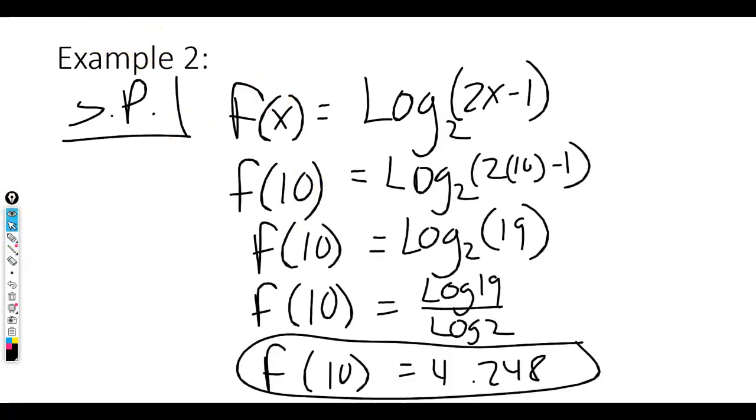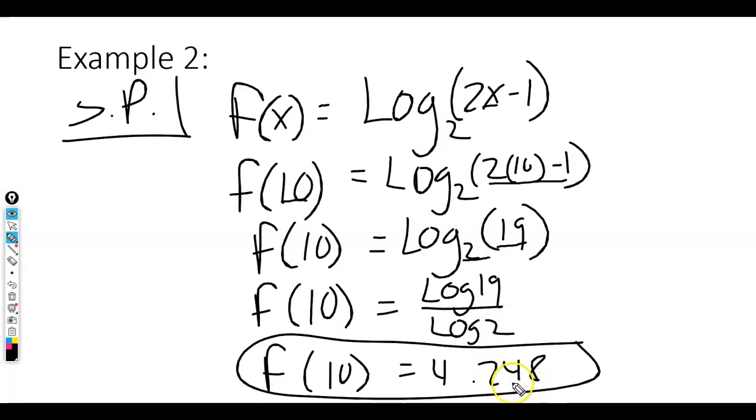So there you guys go. F of 10, to find that, you would plug 10 in for x, which would give you this. 2 times 10, take away 1 is 19. We will not be able to get these bases to match, so we can't use our old properties to solve it, so we do the change of base instead. And then our calculator gives us 4.248.